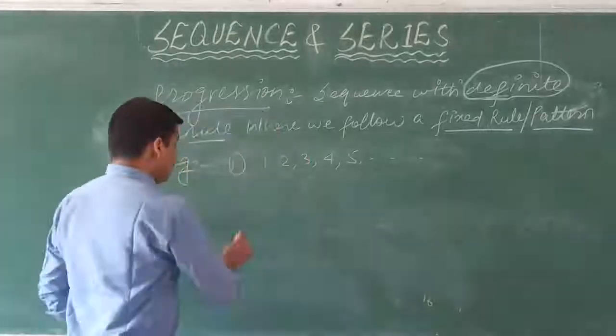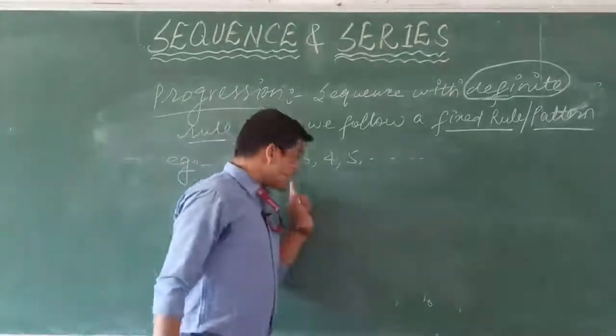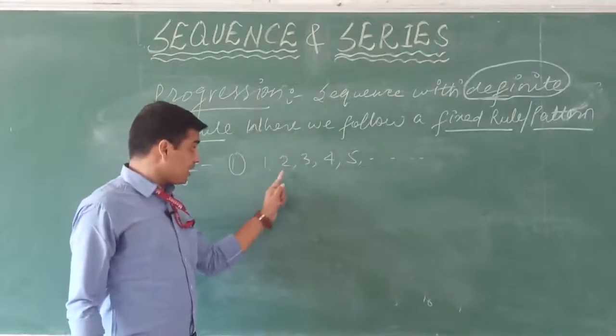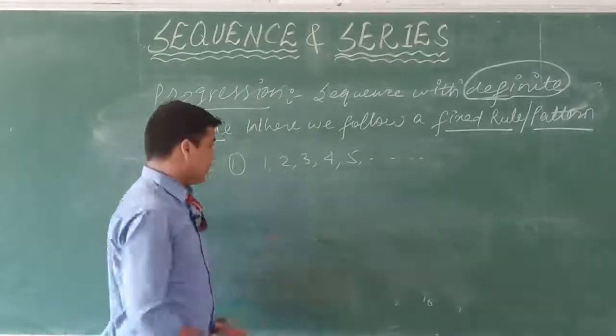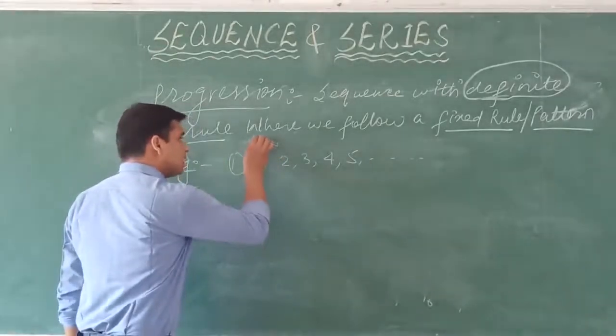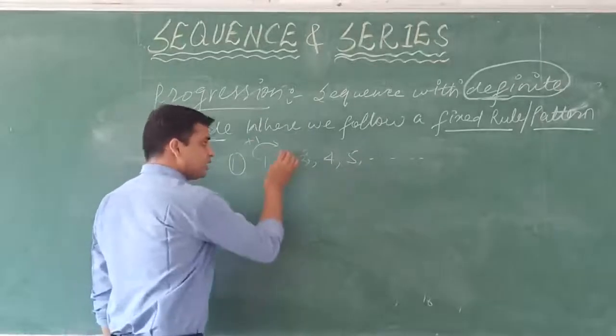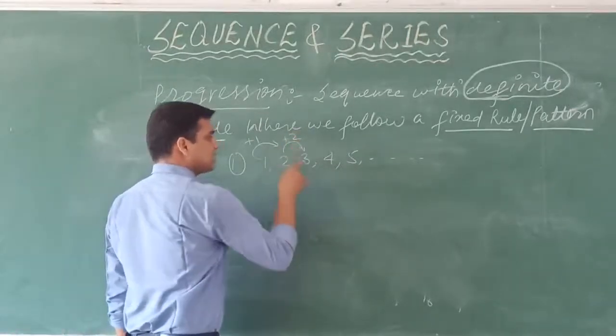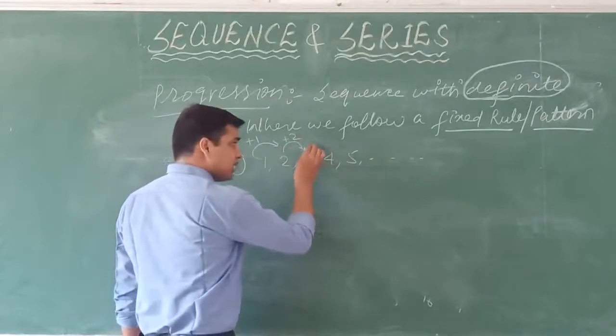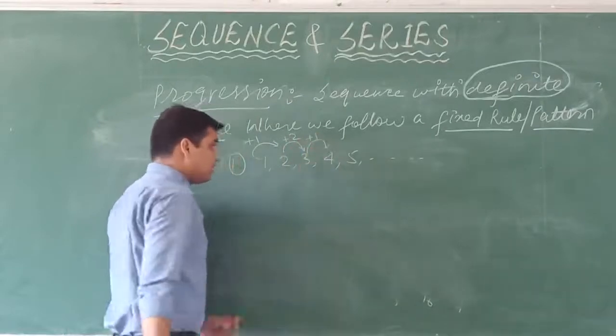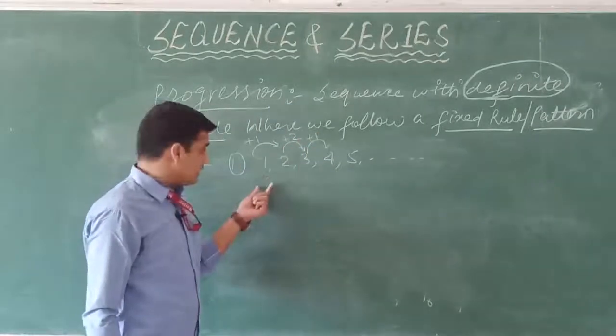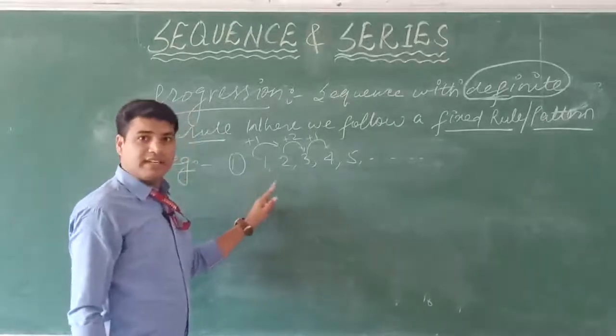From this example we can say that every next coming term is added by 1. If you add 1 to 1, then you will get 2. If you add 1 again, the next coming term will be 3. 3 plus 1, then you will get 4. Means from this example we can say easily every next coming term is added by 1.